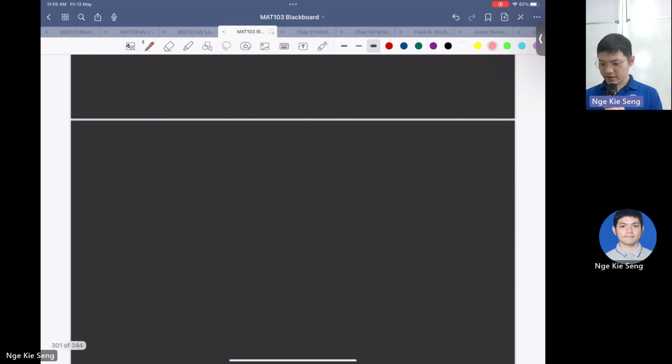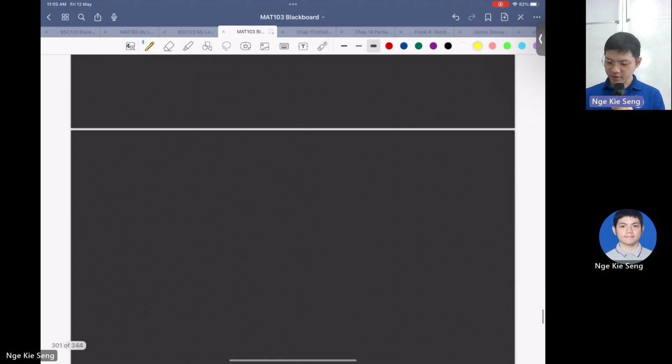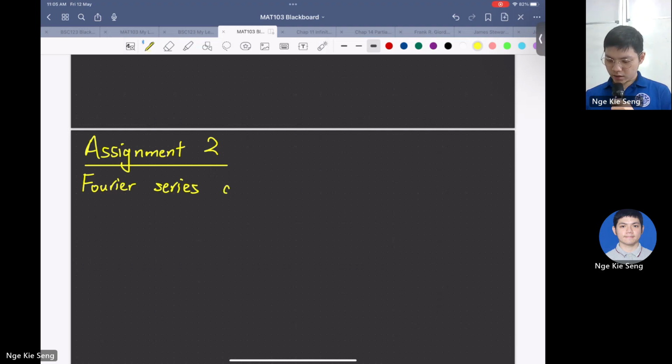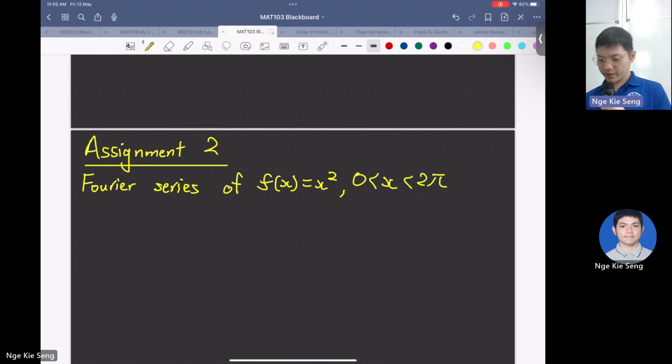Another thing I want to point out is in assignment 2. Your calculation has no mistake, but you have a mistake when interpreting the Fourier series. So we have this Fourier series question of x squared. Let's put f(x) equal to x squared, where x is going from 0 to 2 pi. And then the question says of period 2 pi.